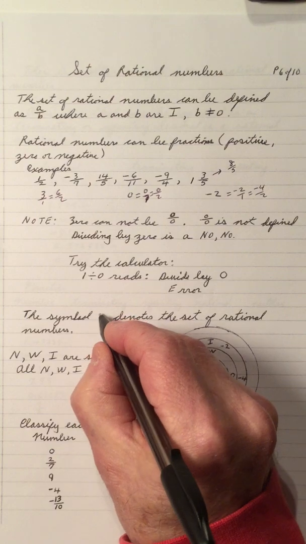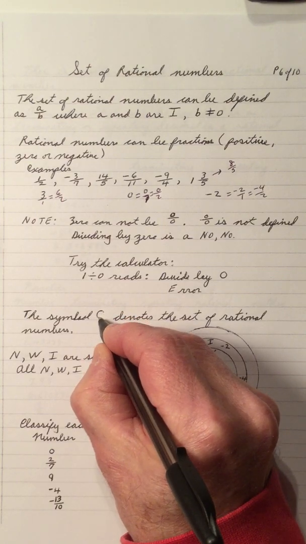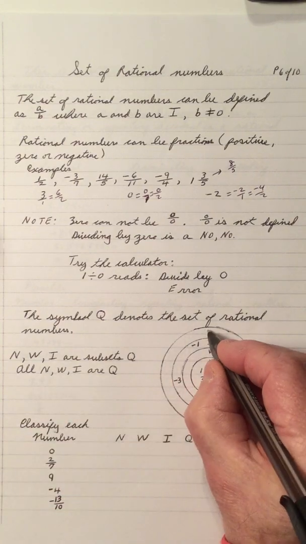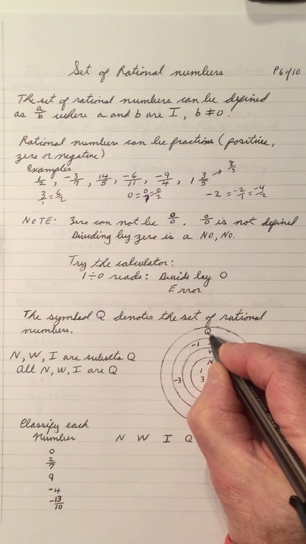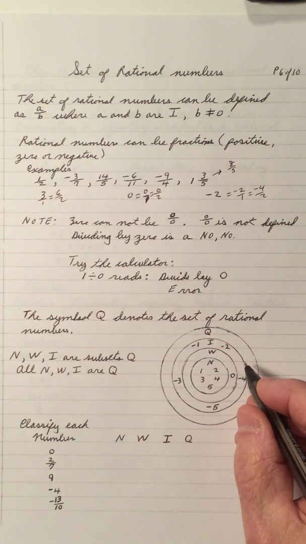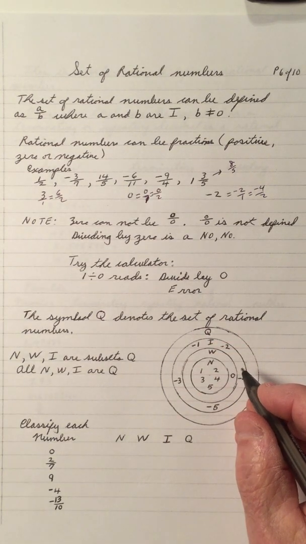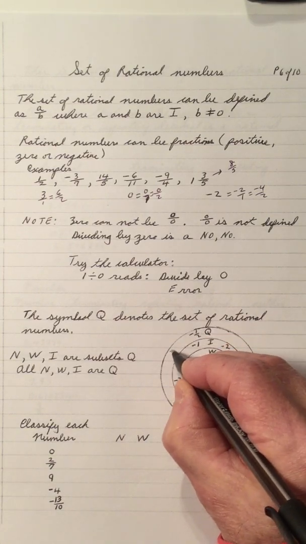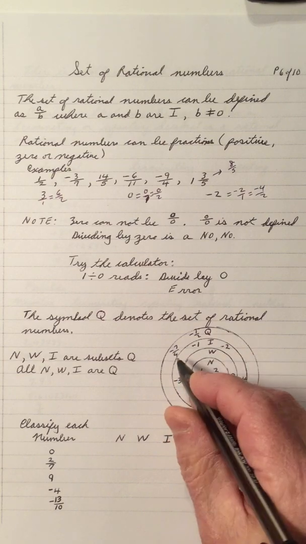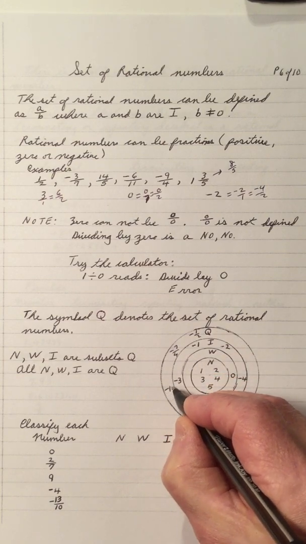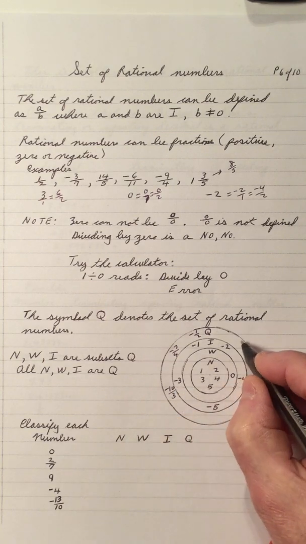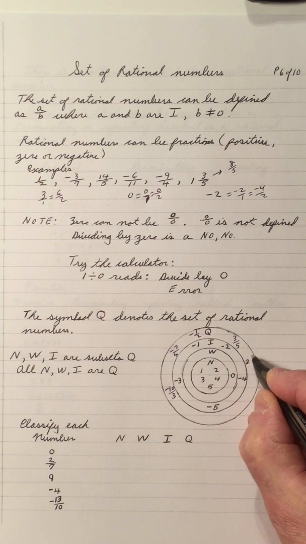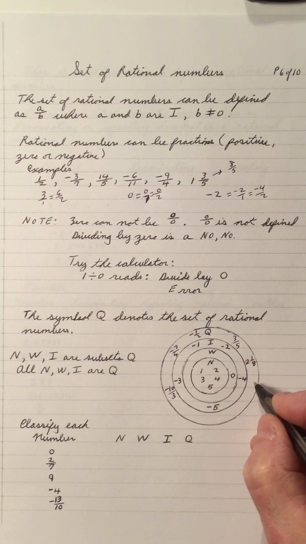The symbol Q denotes the set of rational numbers. So if I put the rational numbers in the outer circle, then I could have -1/2. I could have -7/4. I could have -10/3. I could have 3/5, or I could have 2 1/8, etc., etc.